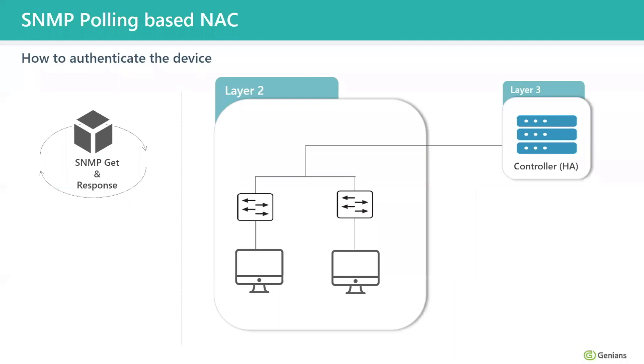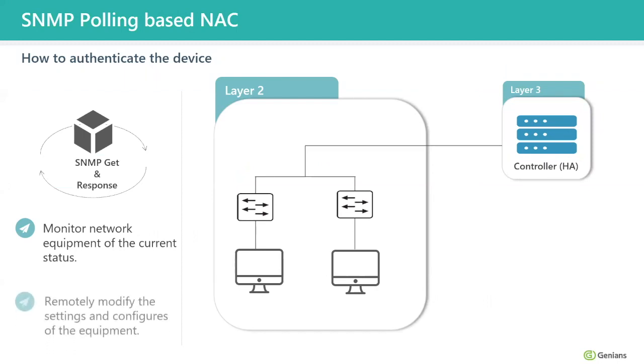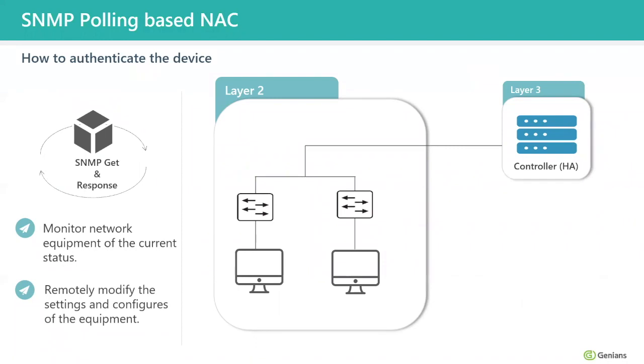Second type is SNMP Polling based NAC. SNMP stands for Simple Network Management Protocol. With SNMP, an IT manager is enabled to monitor the current status of network equipment, and can remotely modify the settings and configurations of the equipment.